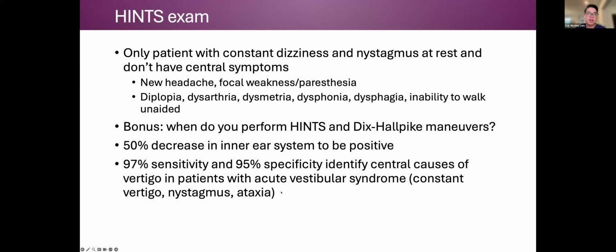And so with the HINTS exam, it's thought that you would need at least a 50% decrease in the inner ear to be positive for peripheral vestibulopathy. And it's a pretty good bedside exam. So there's 97% sensitivity and 95% specificity to identify a central versus a peripheral cause of vertigo.